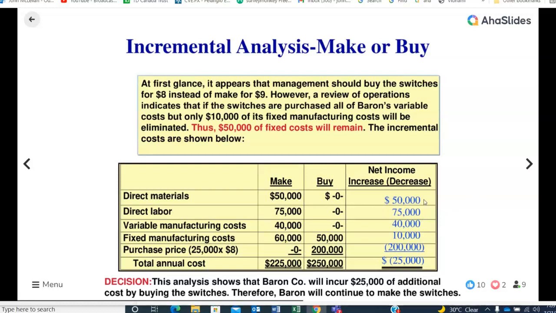If you look at it on an incremental basis, the 50,000 is relevant because it's different between the alternatives, 75 and the 40, and the 10 here, which is the difference between 60 and 50, and of course the cash outflow of 200,000. So you see, these are savings up here. This is cash outflow, and the cash outflow is greater than the savings. So no, I would say goodbye, Ignition Switch Inc. I'm going to continue manufacturing, okay? Because I cannot get rid of those fixed costs.